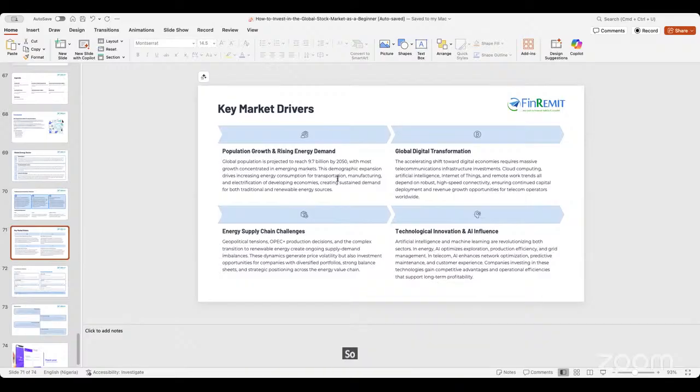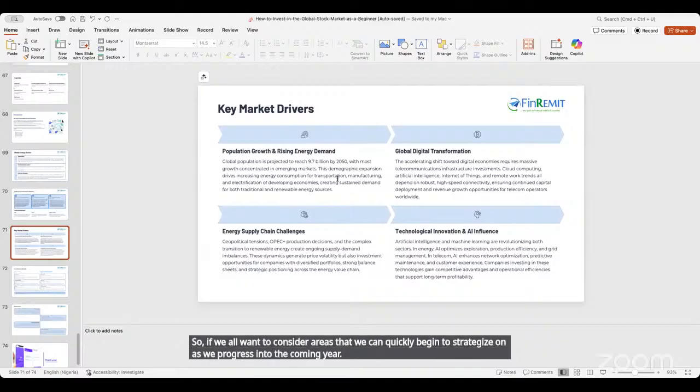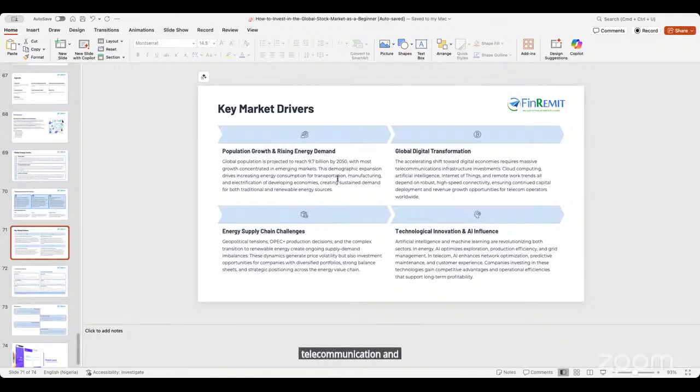So you need to continue to look at all of these because they require energy and telecommunication. Like I've said earlier, AI cannot work without power. AI cannot work without internet. In fact, the data house must not shut down. That's the truth. So if we all want to consider areas that we can quickly begin to strategize on as we progress into the coming year, telecommunication and energy is not going to be a bad idea.